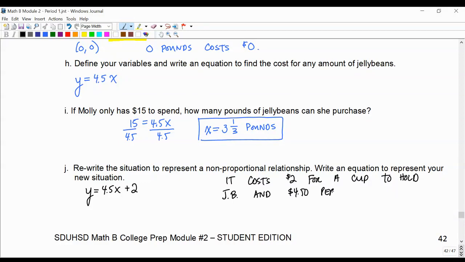$4.50 per pound. Sometimes when you go to a place, they might charge you a flat fee, an entrance fee, or an initial amount. So that way, if you don't buy much, they still get some money. Sometimes when you go to a frozen yogurt place, they might have an initial amount for just the cup and the spoon, and to kind of set everything up. All right, so we rewrote the situation so it's non-proportional. So there's an initial amount, so 0 pounds costs $2. And we wrote our equation and described our new context.